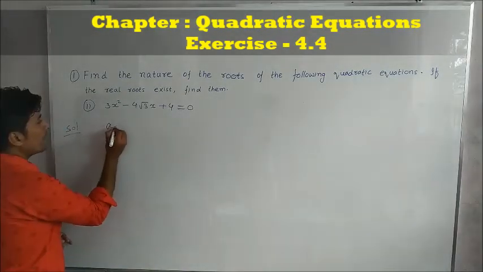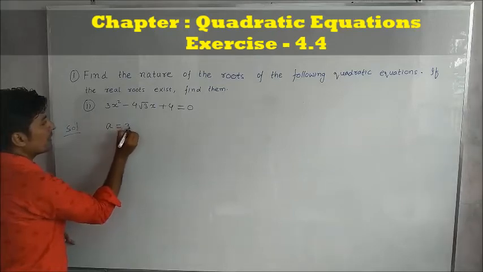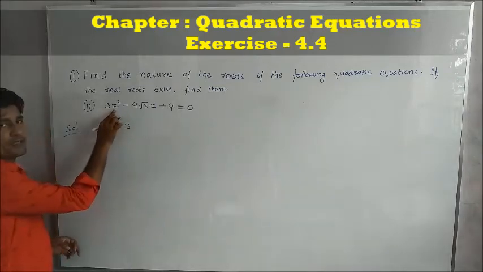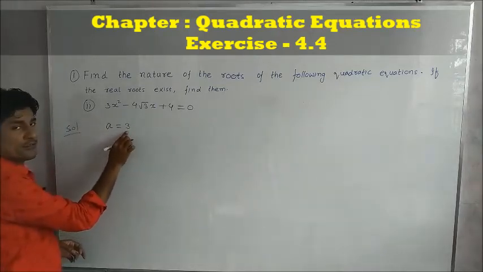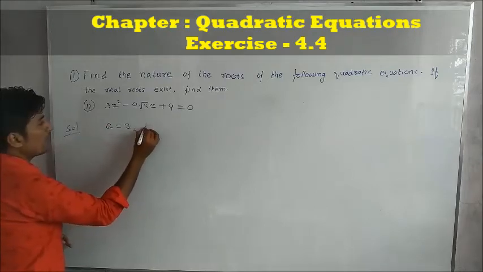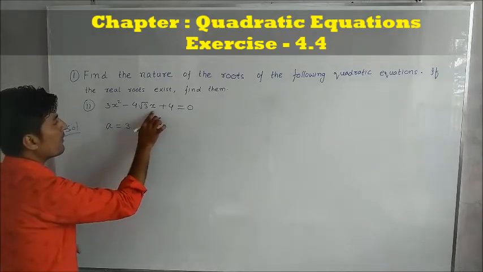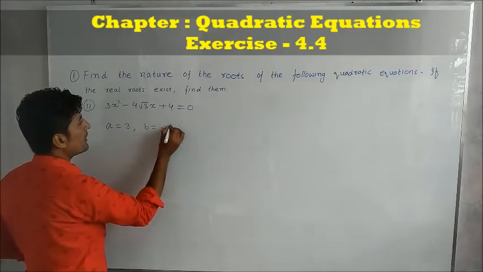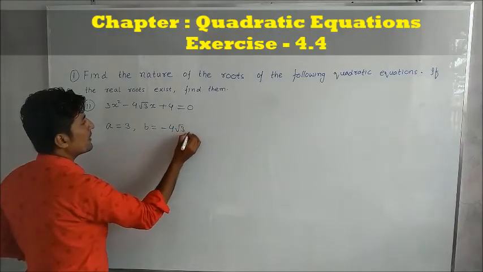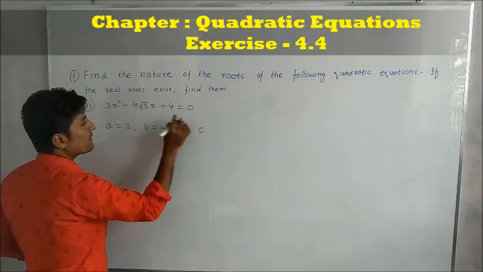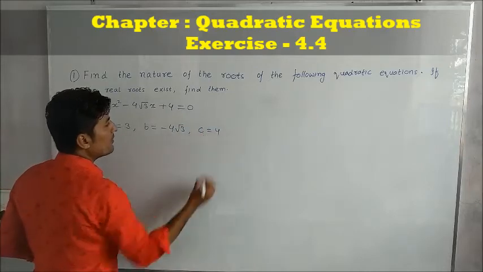First of all, we have to write the value of a, that is equal to 3. The coefficient of x square is always termed as the value of a. Now here the value of b is equal to the coefficient of x, that is equal to minus 4 root 3. Now the value of c is the constant term, that is equal to 4.